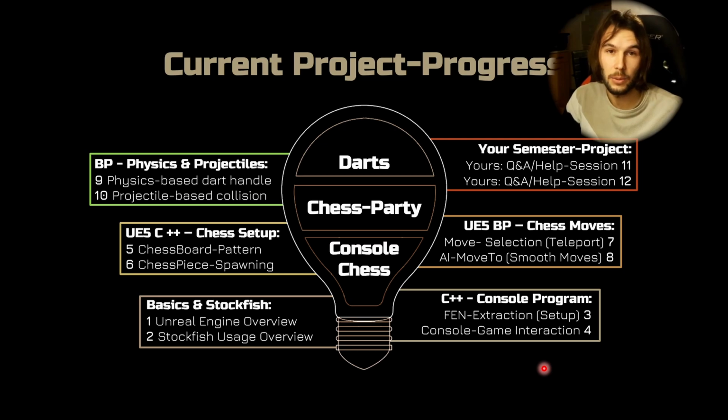The last thing which we need to do as always is check our current project progress, and you can see we finished it. We built up our whole chess party. We also did the C++ console program together, and now we also finished the Dart part. So you know now everything I can tell you, at least in this course, about physics, blueprints, C++, and Unreal Engine C++.